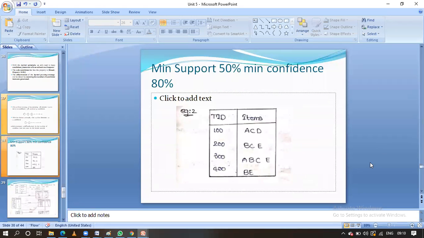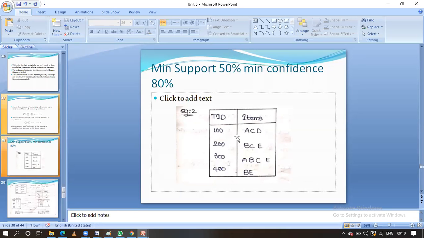Let us solve the second problem using the Apriori algorithm. Here the minimum support given is 50%. There are 4 transactions, and 50% of 4 means 2 is the minimum support. The minimum support they have given is 2.